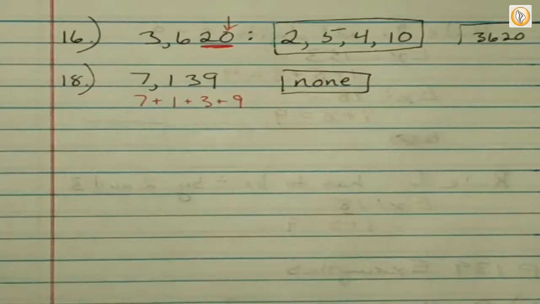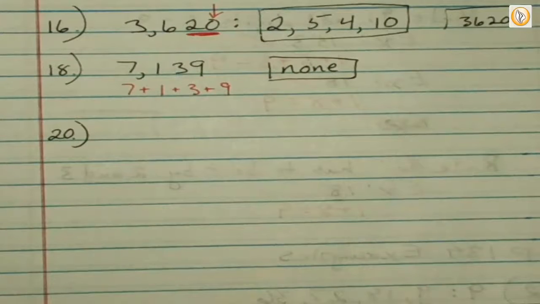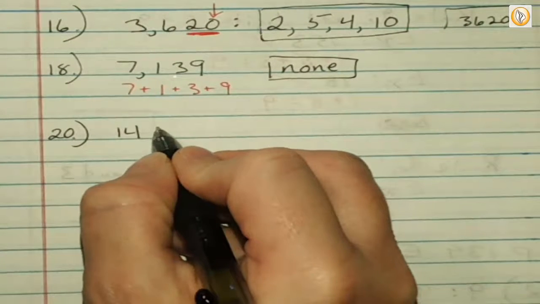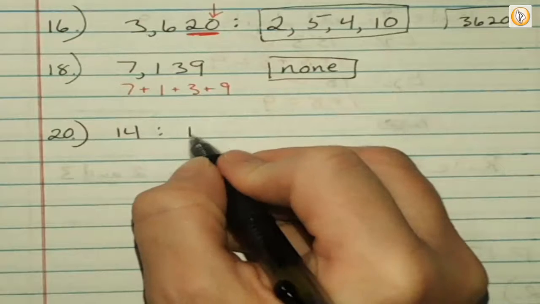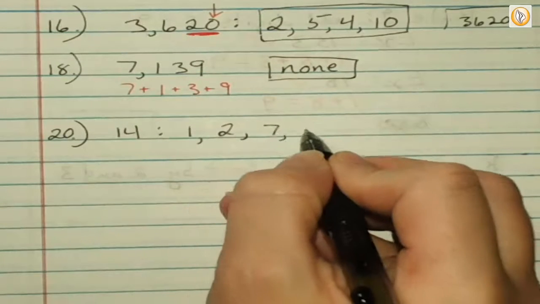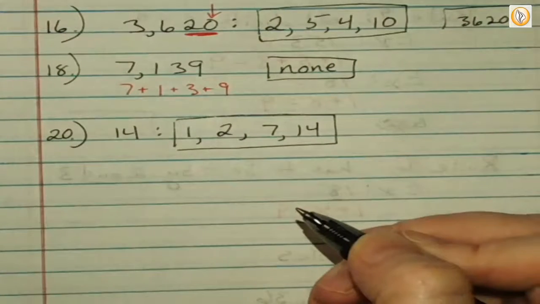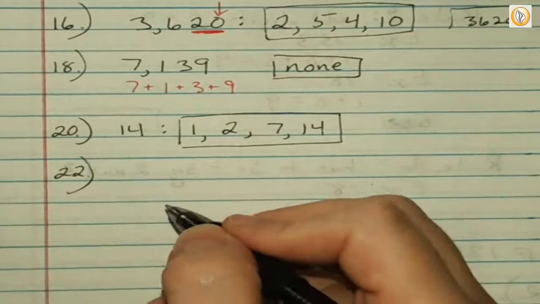All right. Let's look at number 20. Okay. It says list in order all the factors of the given number. Can I try? So 14. 1, 2, 7, 14. Excellent. That makes sense. Any questions so far?